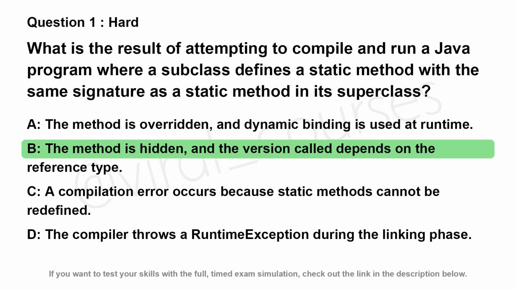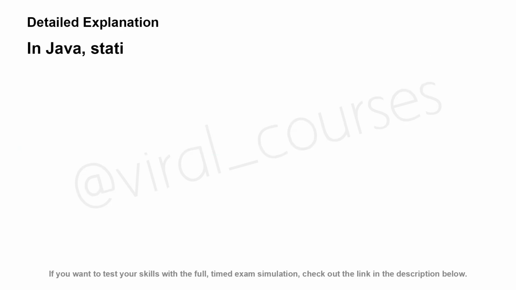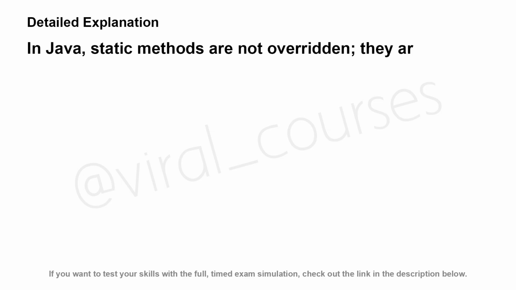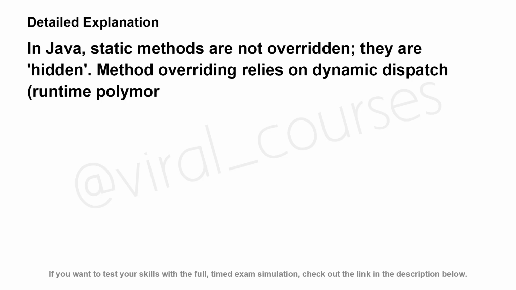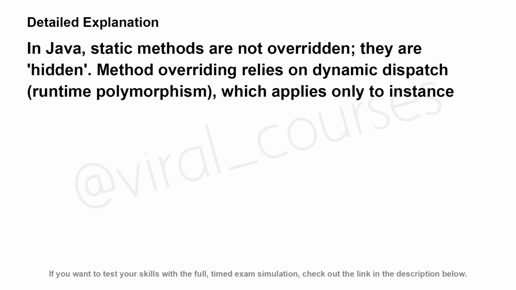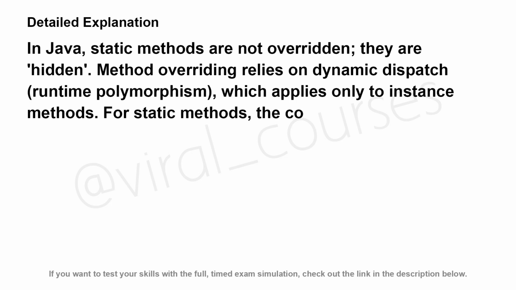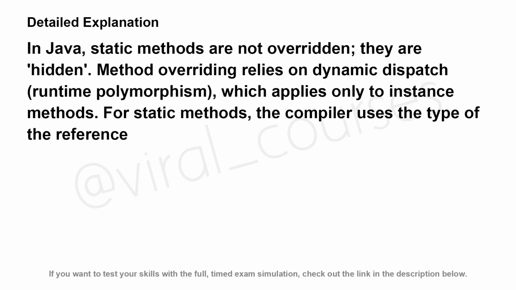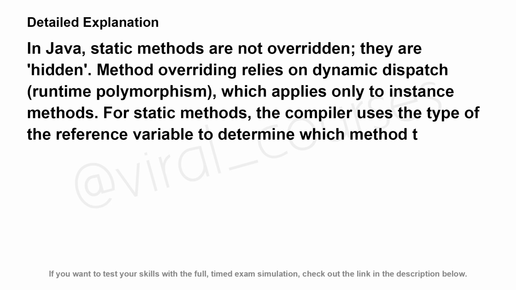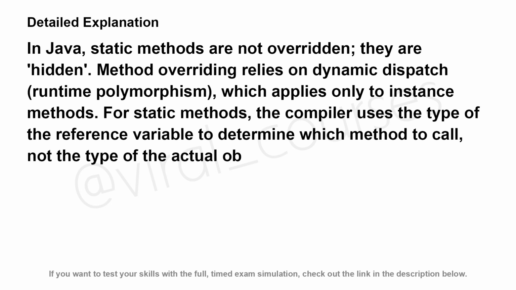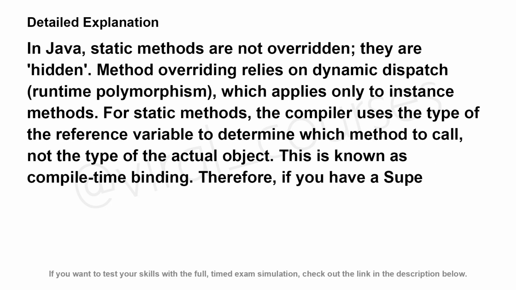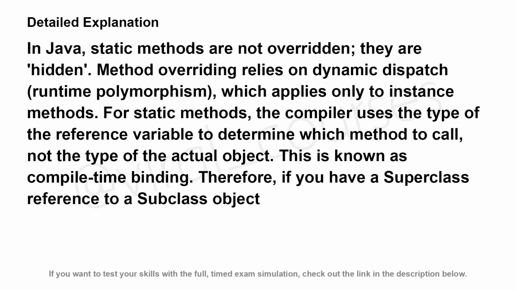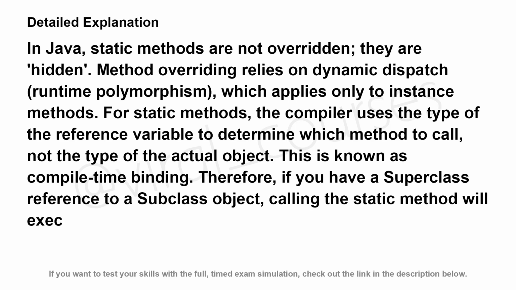The correct answer is B. In Java, static methods are not overridden. They are hidden. Method overriding relies on dynamic dispatch, runtime polymorphism, which applies only to instance methods. For static methods, the compiler uses the type of the reference variable to determine which method to call, not the type of the actual object. This is known as compile-time binding. Therefore, if you have a superclass reference to a subclass object, calling the static method will execute the superclass's version.